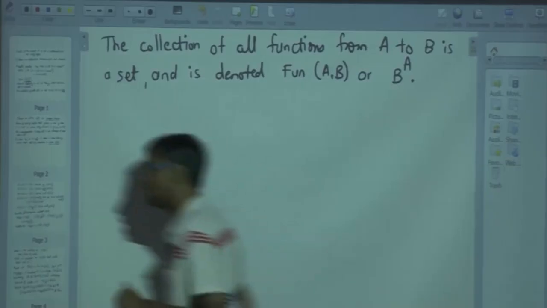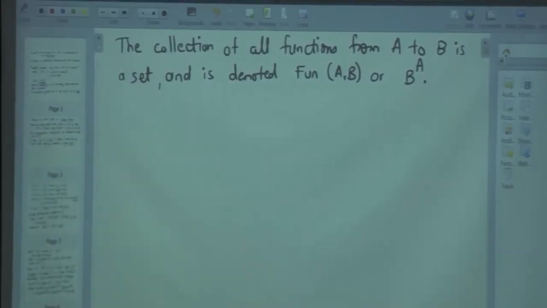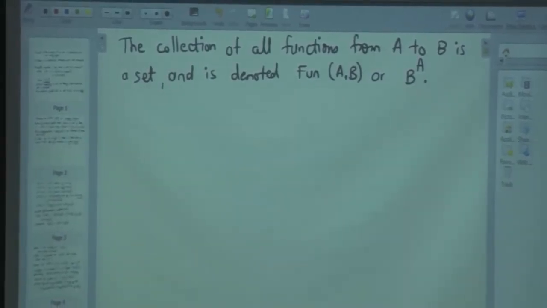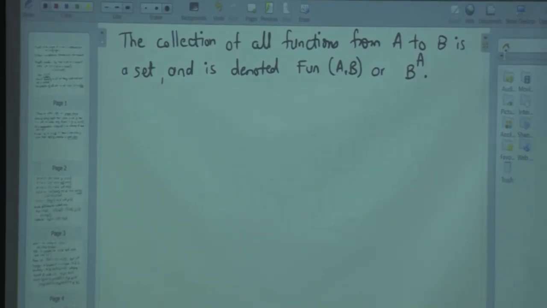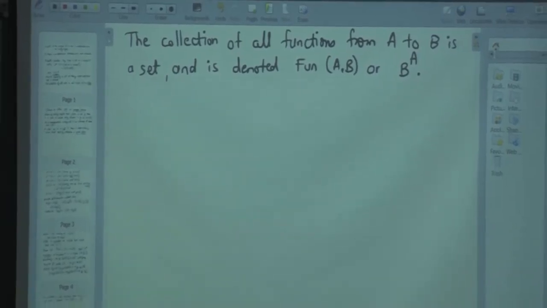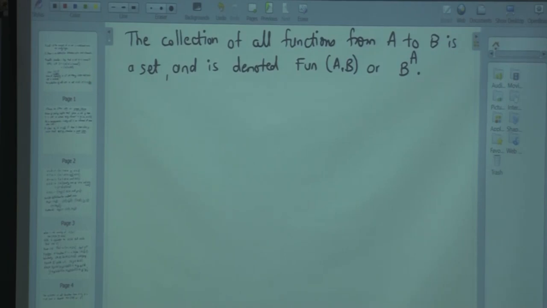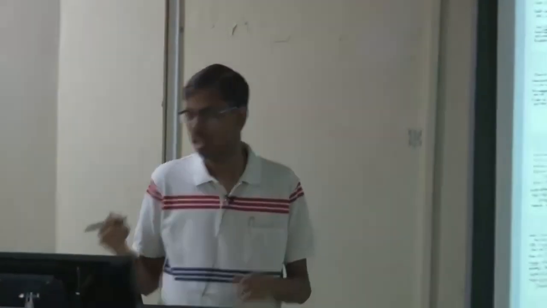Yeah, but both notations are useful. So, this is yet another way of constructing a new set from existing sets. If A and B are sets, then fun AB is also a new set. Okay. So, there are some special types of functions. What are they?